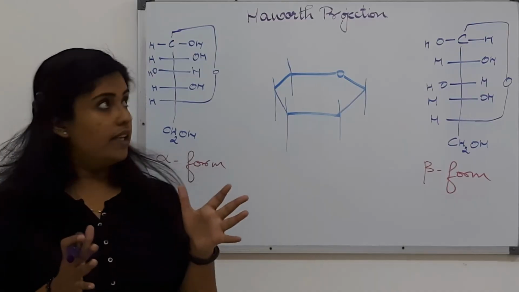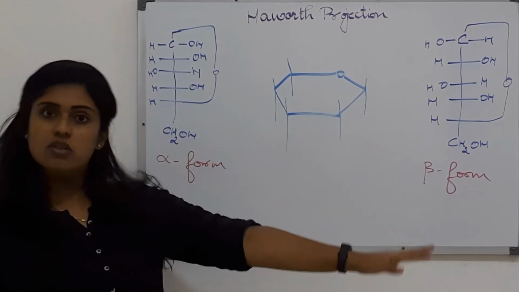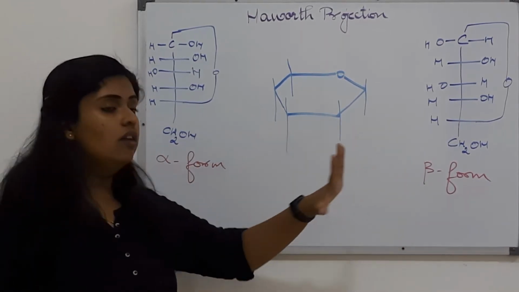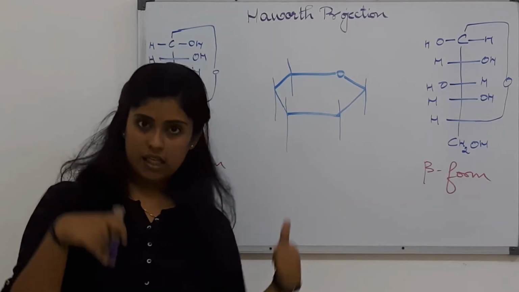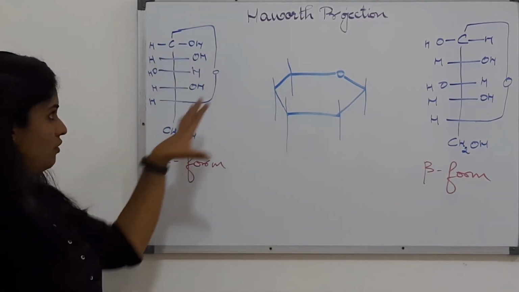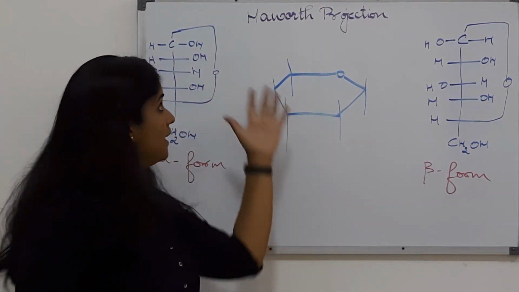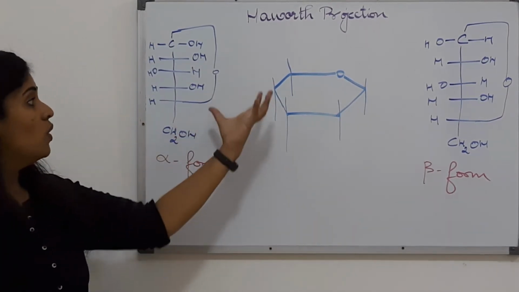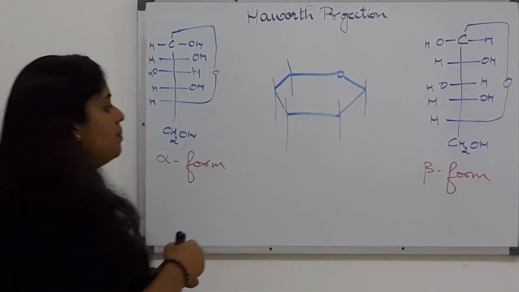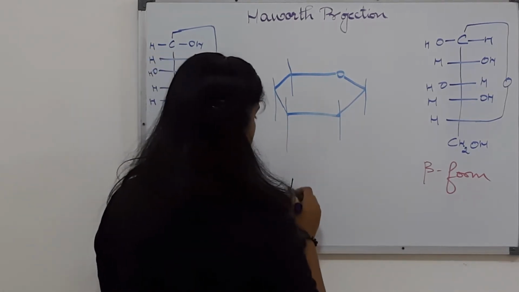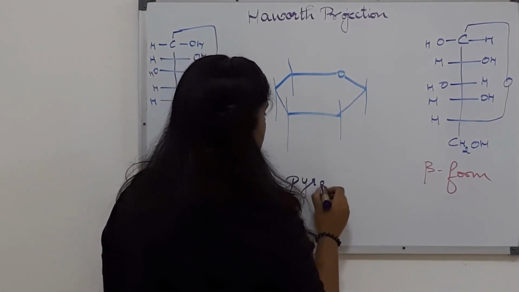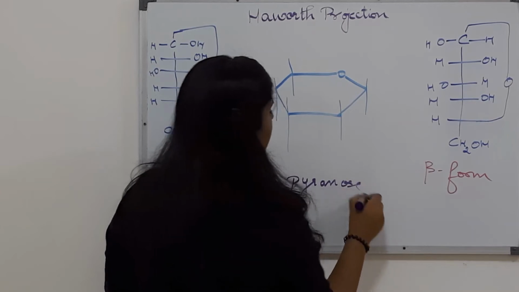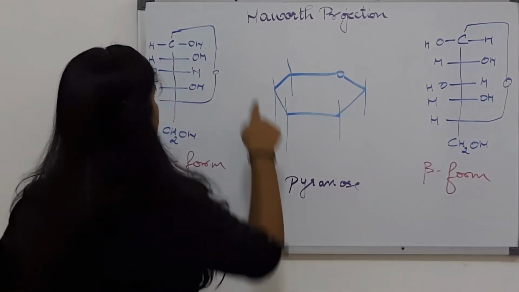Okay. Finally, the two cyclic forms of glucose, alpha form and beta form, can be projected in another way. Apart from the cyclic chain form, we can also show it in a Haworth projection form, where we have a closed ring structure like this, which is the pyranose structure, right? This is the pyranose ring structure.